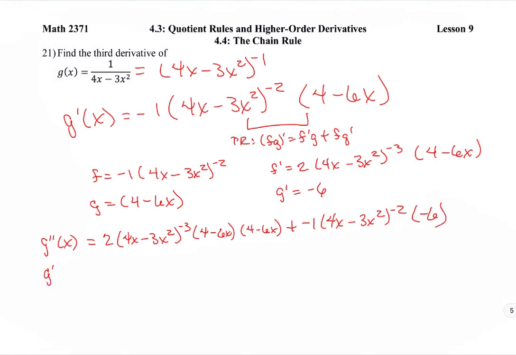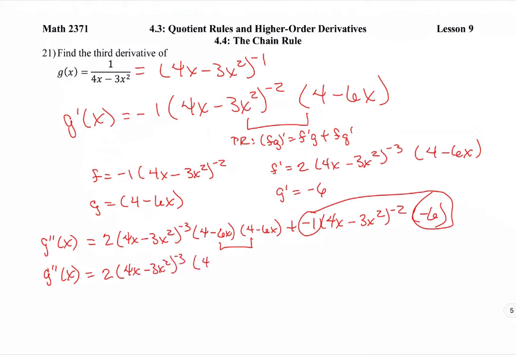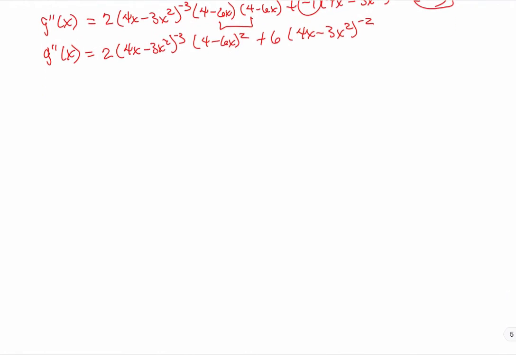Now, I'm going to simplify this a little bit. g double prime of x. I'm going to multiply these two together, and I'm going to combine this negative 1 and this negative 6. So this equals 2 times (4x minus 3x squared) to the negative 3 times (4 minus 6x) squared plus 6 times (4x minus 3x squared) to the negative 2. When I find the third derivative, I'm going to save this and scroll up so that I have room.